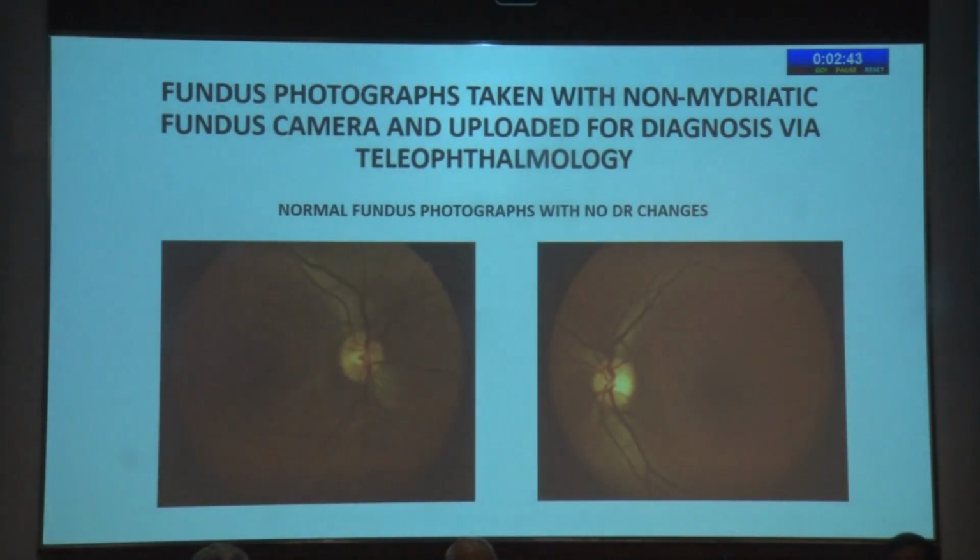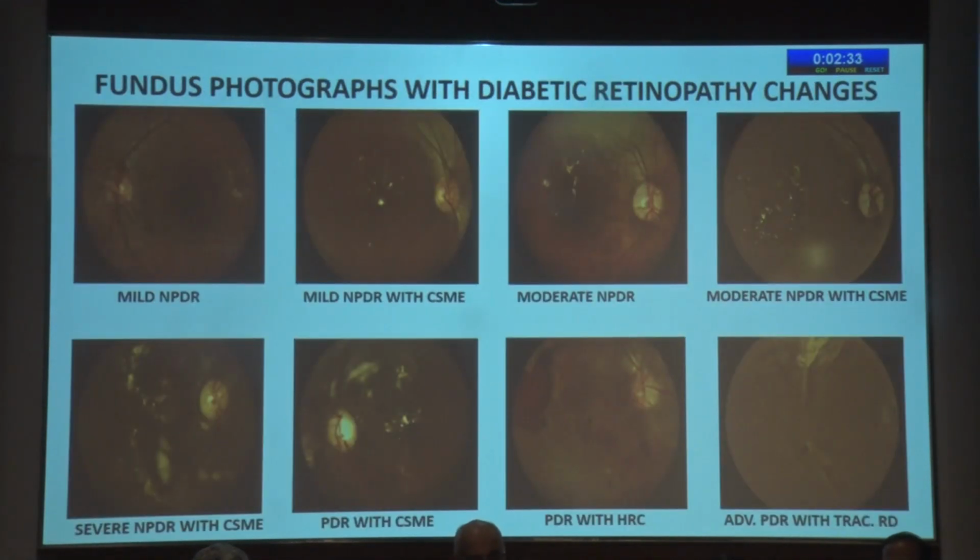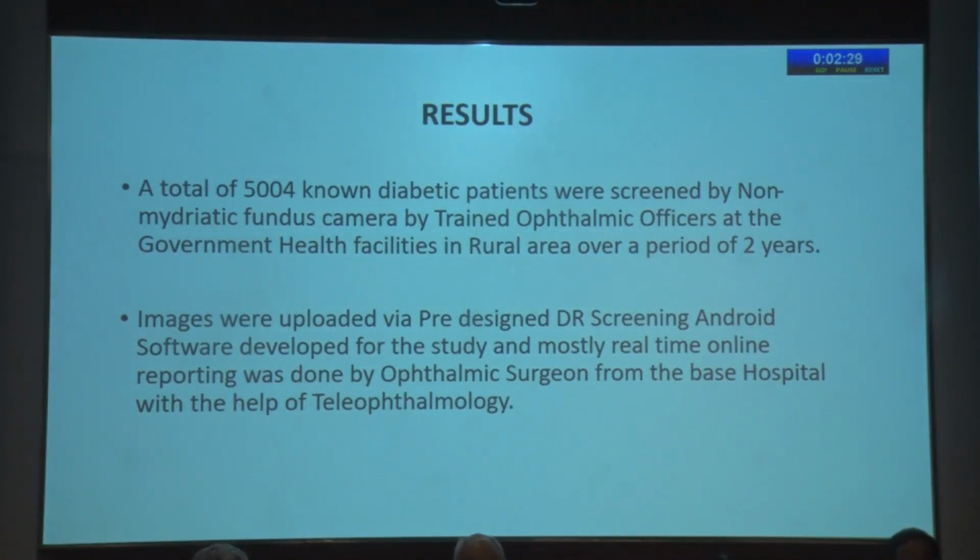These are some of the photographs which were taken by the trained ophthalmic officers at the PHCs and uploaded online. These are images of normal fundus. These are the images showing diabetic retinopathy changes. Now, in this study, over a period of 2 years, they screened approximately 5,004 diabetic patients by non-mydriatic fundus camera in the rural area. Images were uploaded via the pre-designed DR screening Android software developed for the study, and mostly real-time online reporting was done with the help of teleophthalmology.